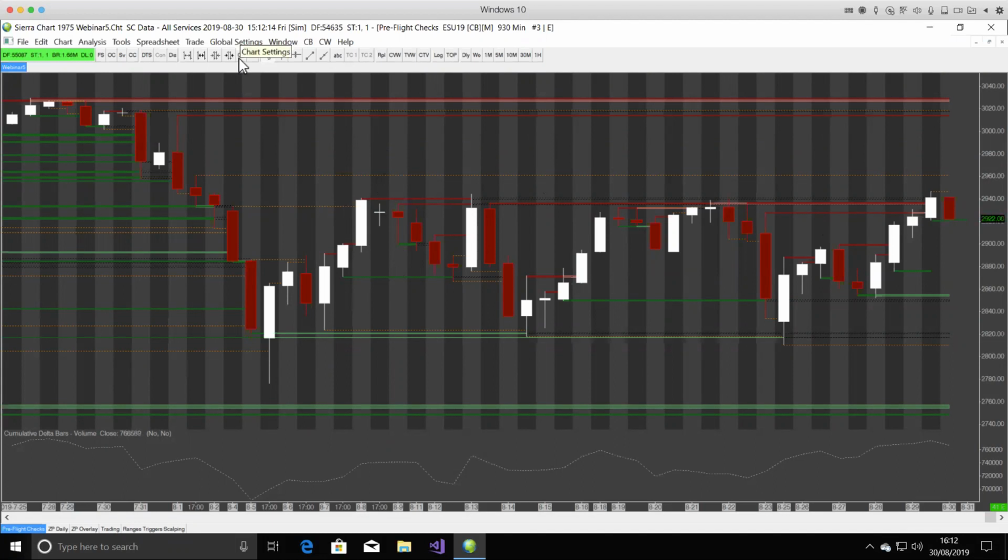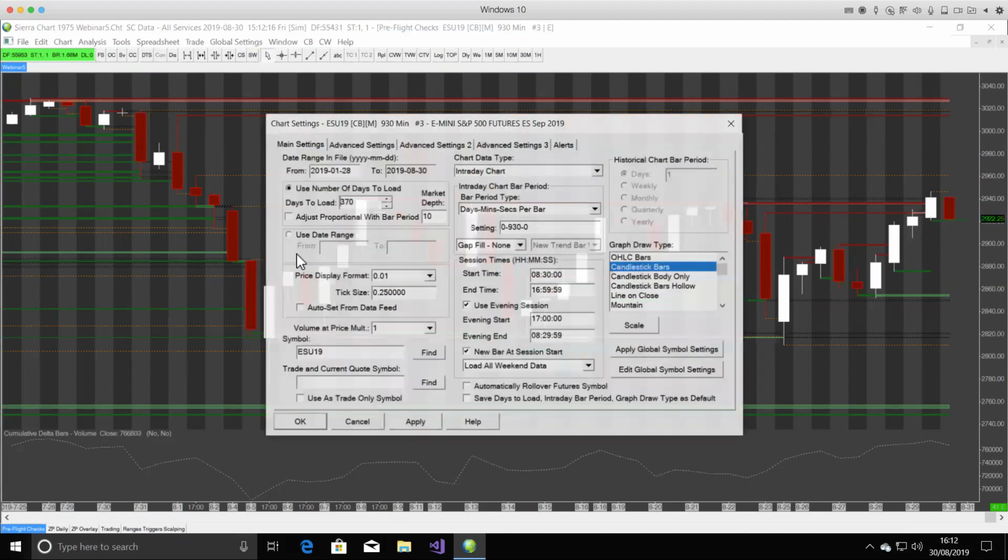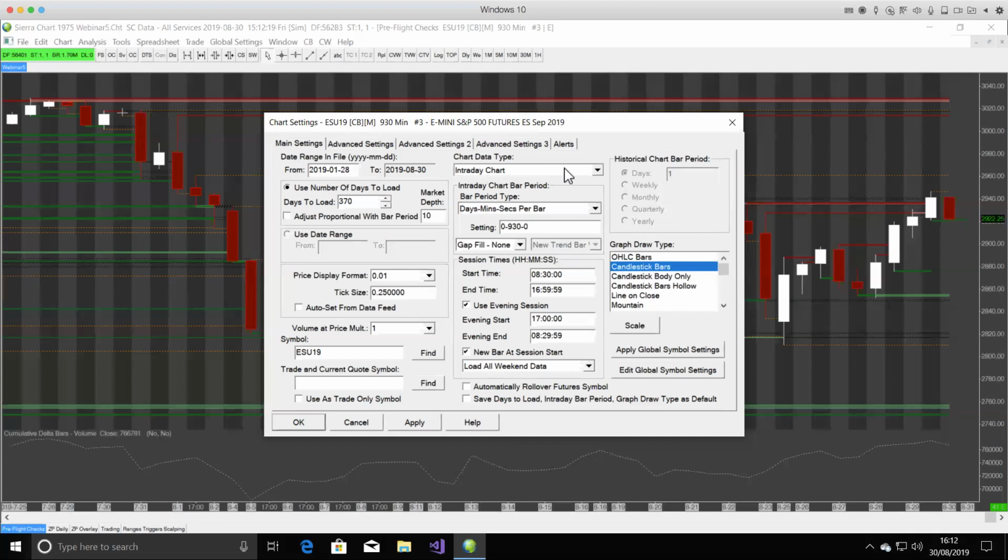The way in which I do that is within my chart settings, I'm running an intraday chart, but my chart period is set to 930 minutes. Now that minute count is the length of time of the evening session, and I'm forcing it to do a new bar at the session start. So this is quite a neat way of giving yourself a view of what happened overnight, what happened on the previous day, without using a daily chart.